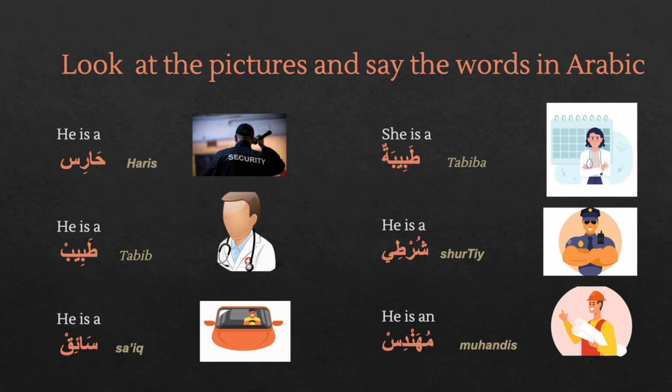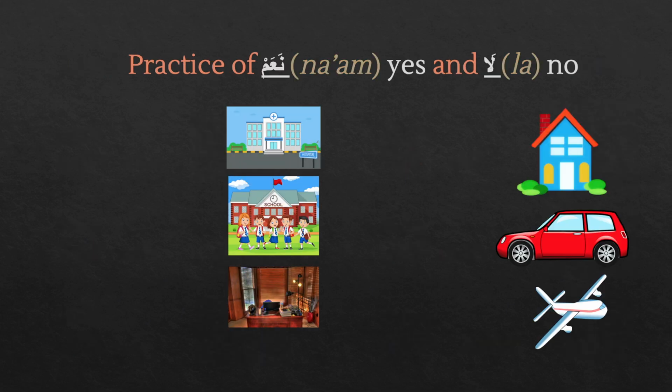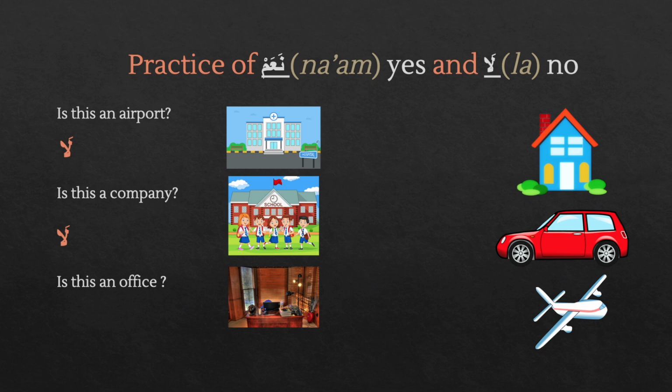Muhandis. All right. In the next two slides, you will practice saying na'am, which means yes, and la, which means no. Okay. Is this an airport? La. This is not an airport. As you can see, the sign here says hospital. La. Is this a company? La. This is not a company. This is a school. Okay. Is this an office? Na'am. This is an office.